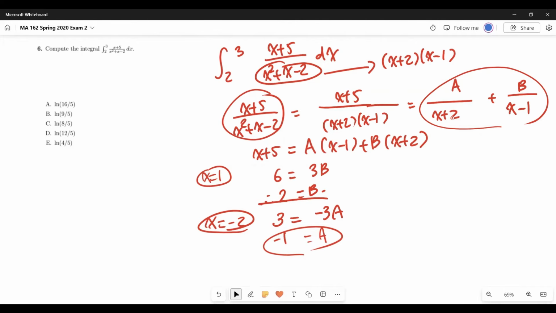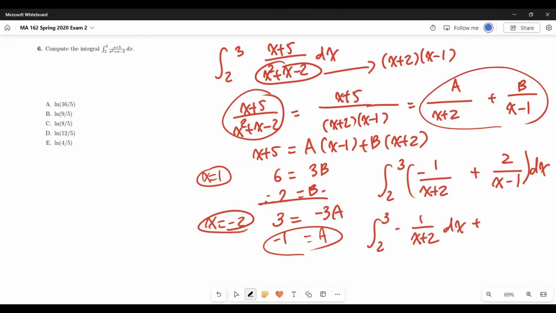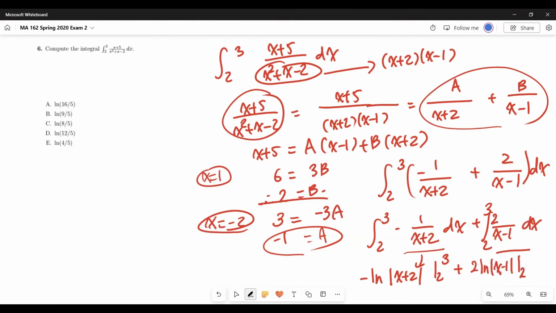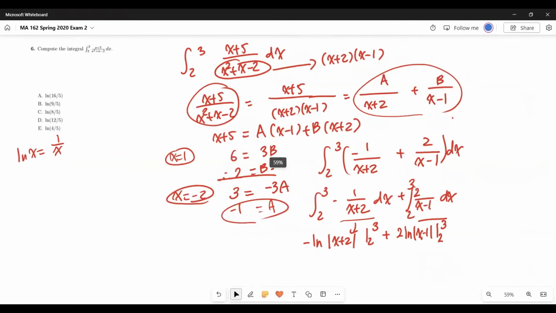And we're going to write them back into the integrand. So this is just -1 over x plus 2 plus 2 over x minus 1 dx. We separate this as the integral from 2 to 3 of -1 over x plus 2 dx plus the integral from 2 to 3 of 2 over x minus 1 dx. The first is -ln of x plus 2 integrated from 2 to 3, and the second is 2 ln of x minus 1 integrated from 2 to 3. If you remember, the integral of 1 over x is ln x, which is why we get this.